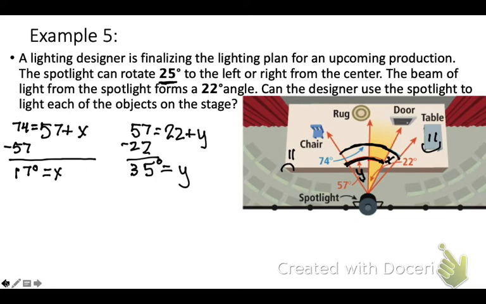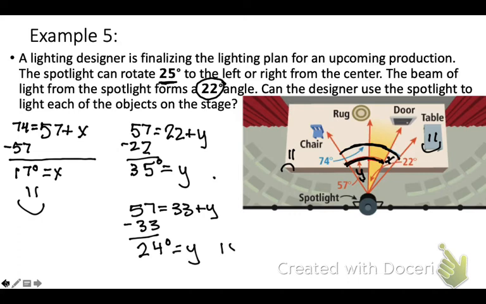It gets bigger, right? So what if I adjusted the spotlight back and changed this angle from 22 degrees to 33 degrees? Well, I already know that this one's going to be a yes, correct? Because I got it at 22. It's this one over here that's causing me grief, isn't it? So I have to reset, so it's going to be 57 equals 33 plus Y, correct? So I'd minus 33 for 24. Does it work now? Yes. So now I can get my chair.